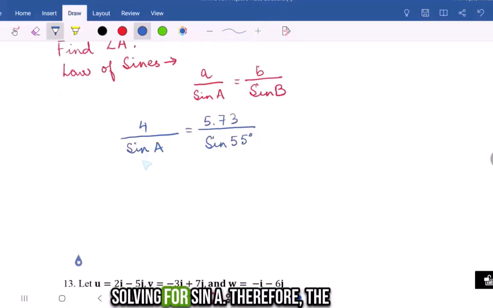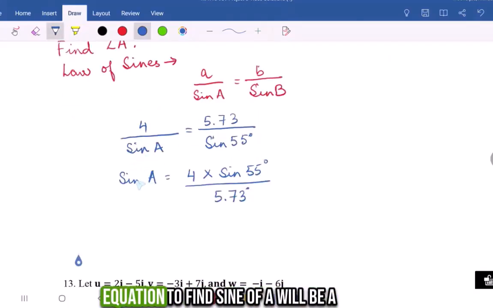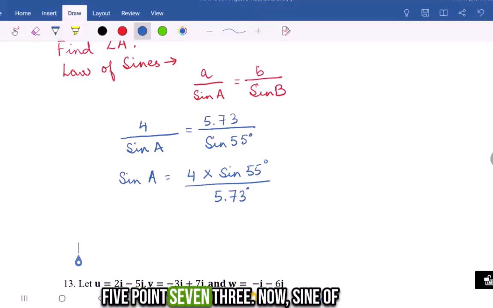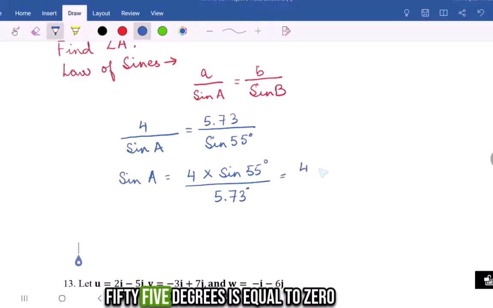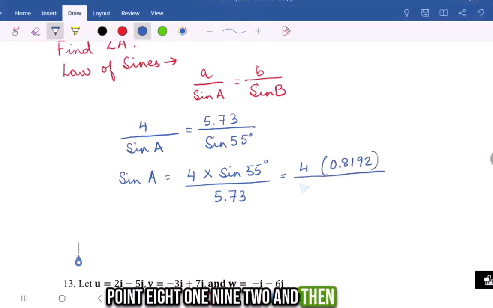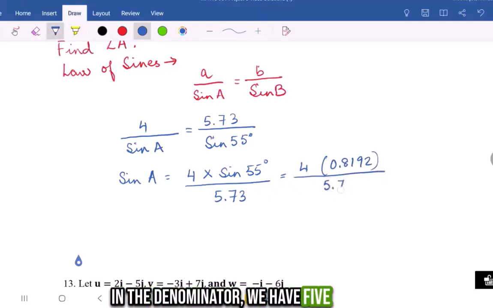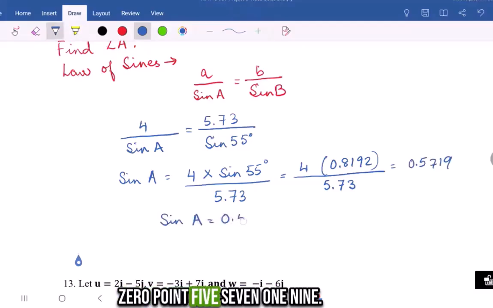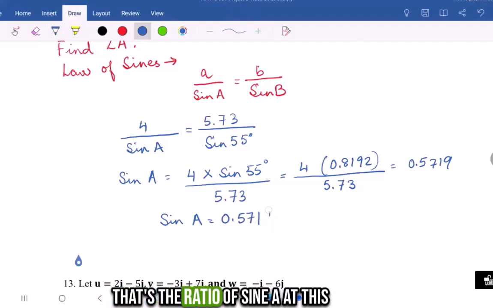Now we are solving for sine A. Therefore, the equation to find sine of A will be A times sine of B divided by the length of B, which is 4 times sine 55 degrees divided by 5.73. Now sine of 55 degrees is equal to 0.8192, and then in the denominator we have 5.73. When you perform the calculation, you should come up with a value of 0.5719. That's the ratio of sine A.